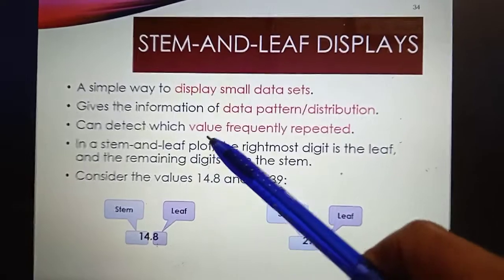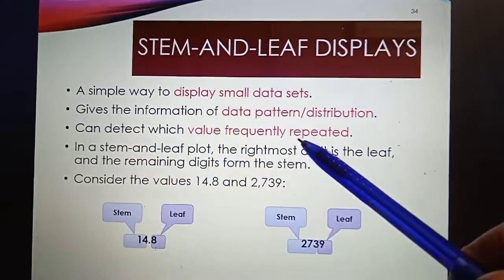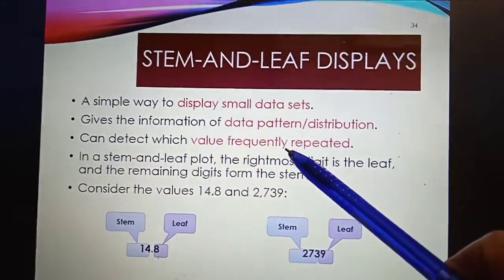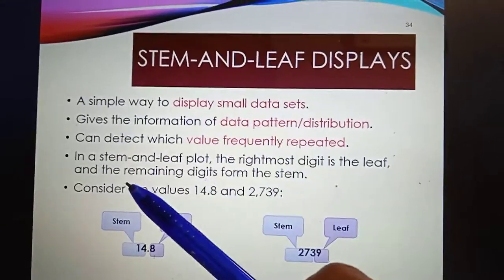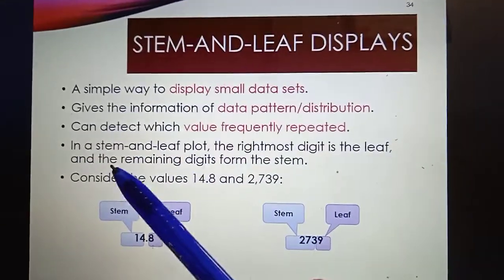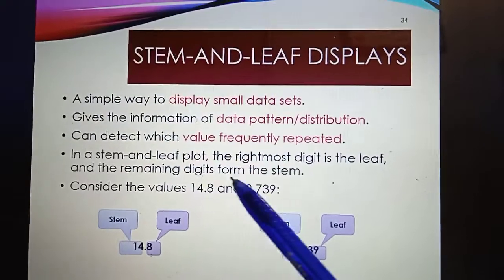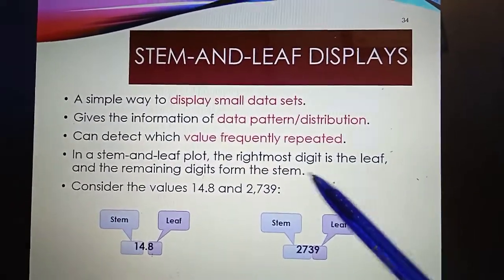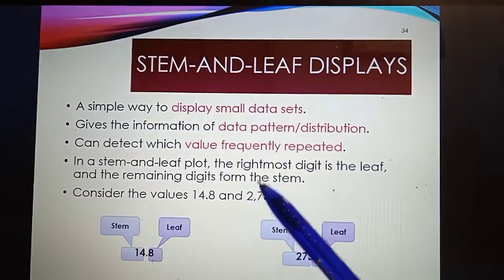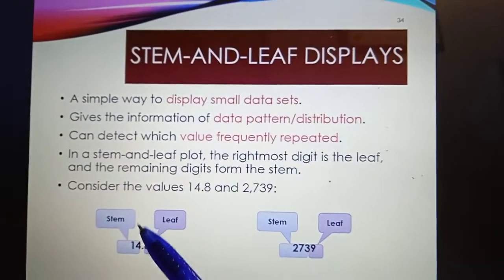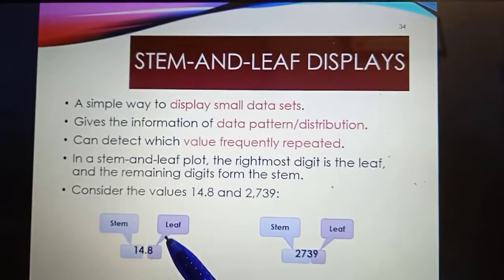Can detect which value is frequently repeated. Kita tengok yang mana yang paling kerap, data yang paling kerap appear dengan lebih jelas. In a stem and leaf plot, the rightmost digit is the leaf and the remaining digits form the stem. Okay, so macam ni lah contoh.